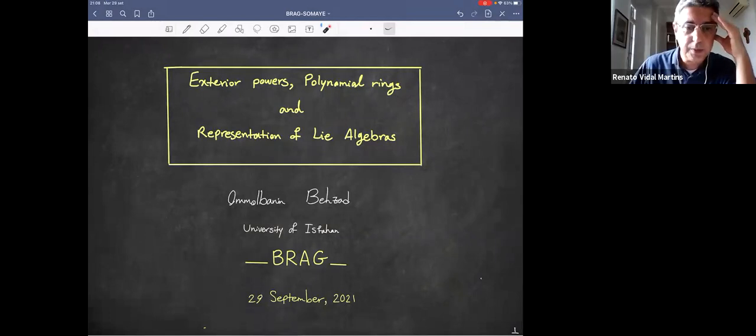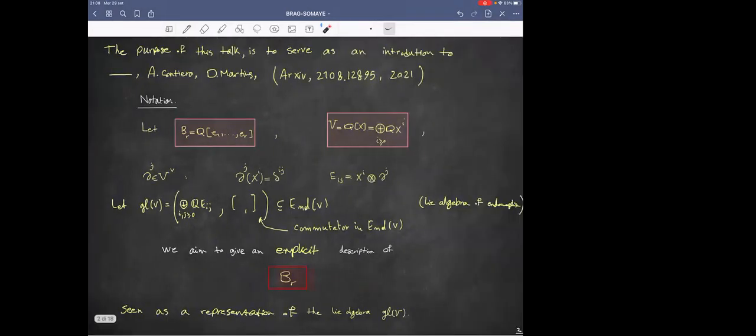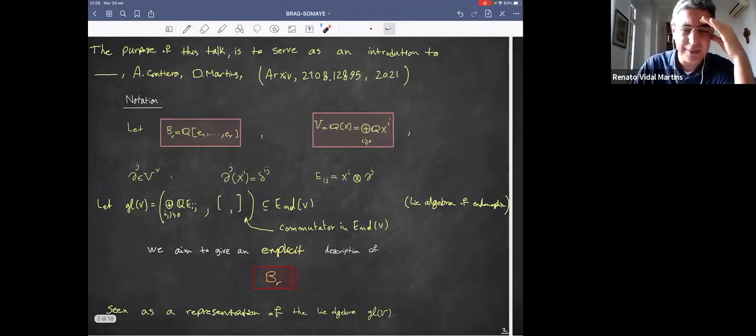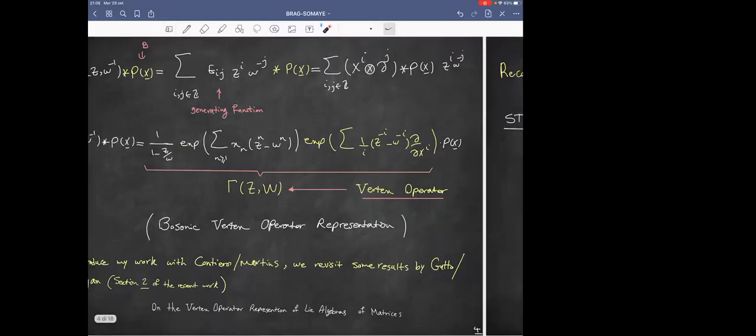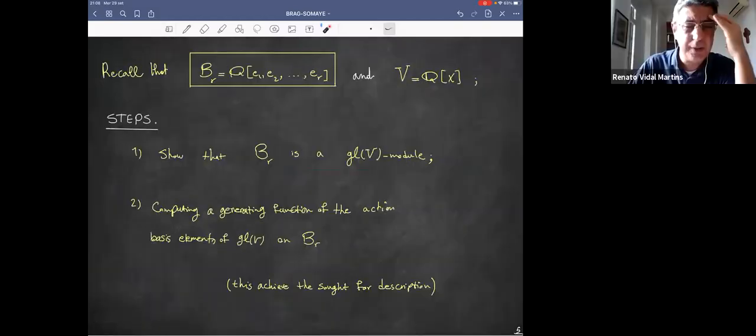Well, no problem. Please tell me. It's something I forgot. Can you hear me now? Yes. How to recover DJKM from the finite case? I mean, if it's possible, I forgot about it.